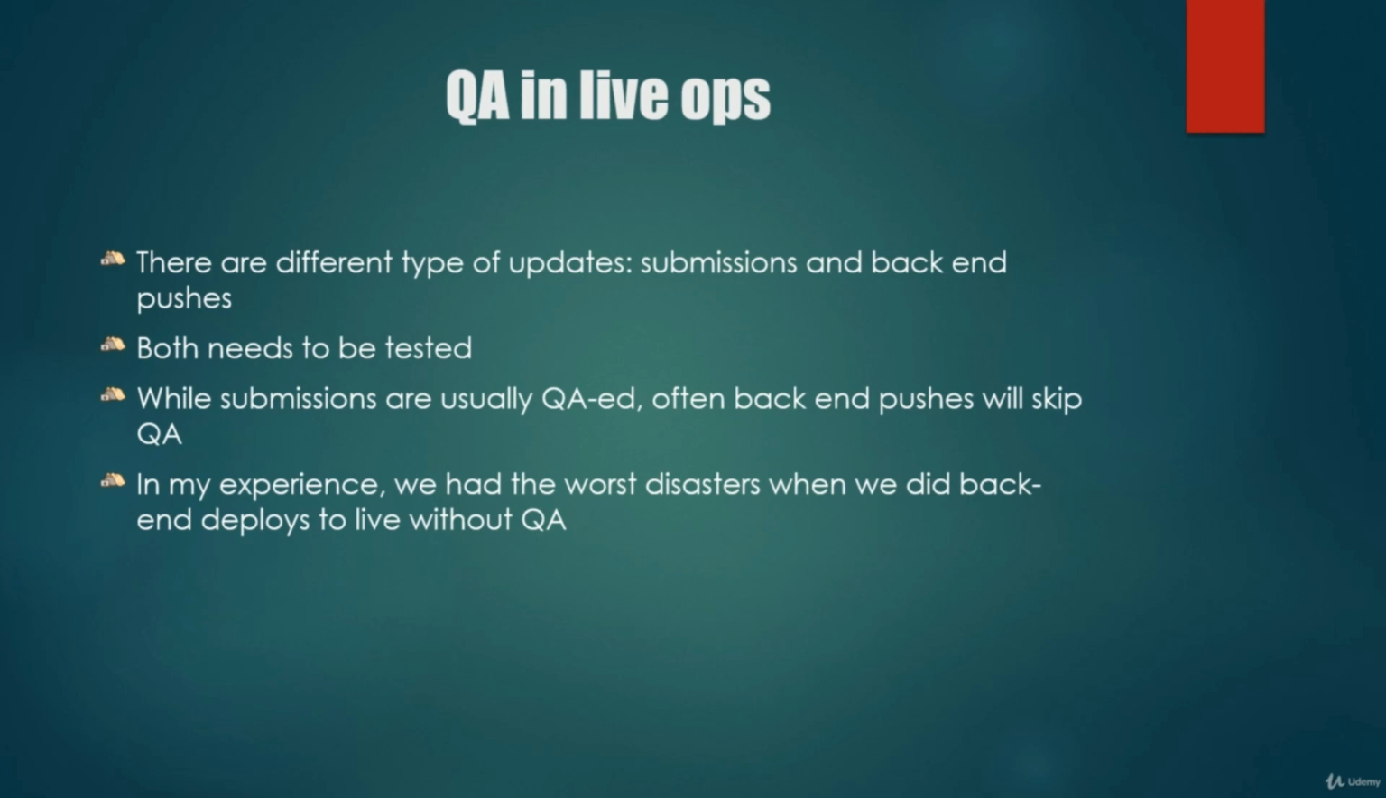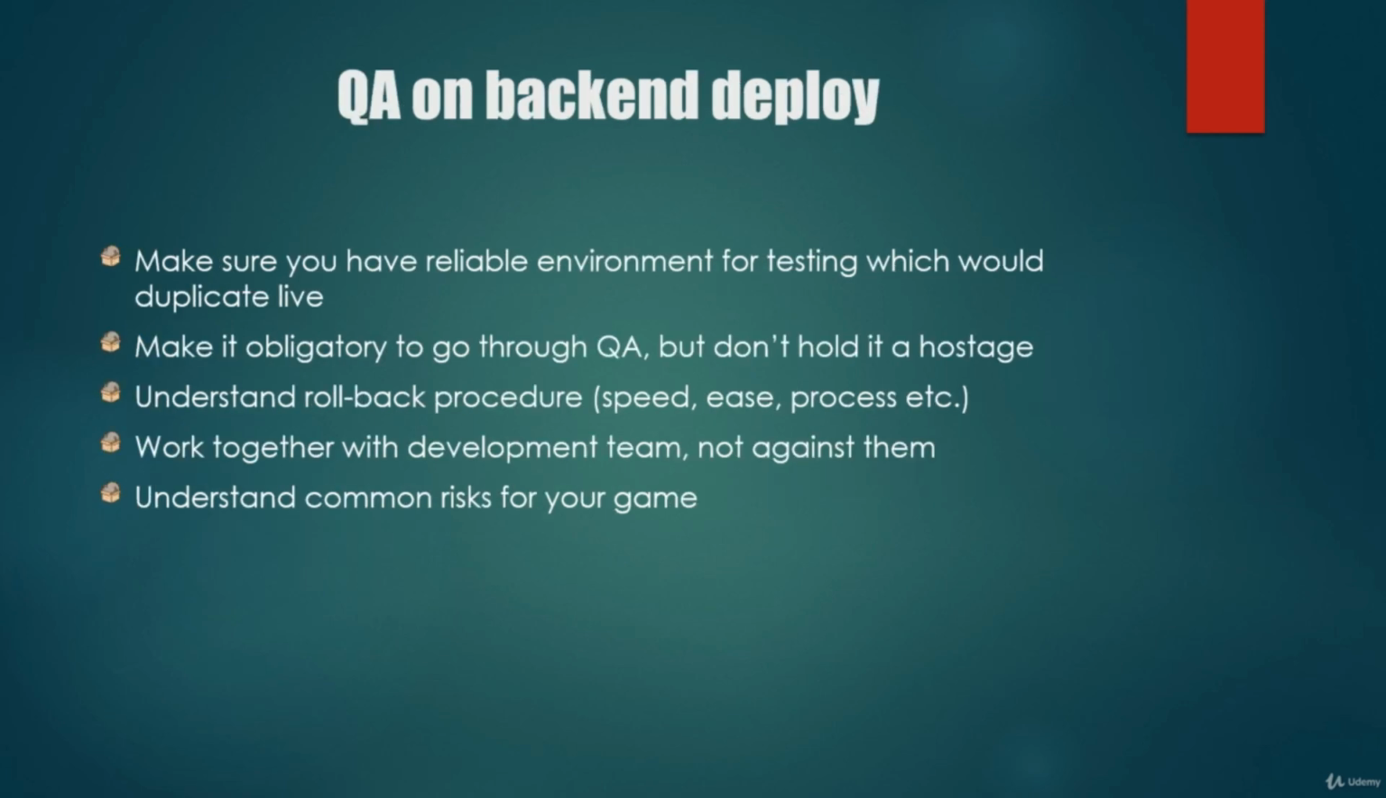In my personal experience, I worked a lot with live ops. We had the worst disasters when we did the backend deploys and we didn't do even limited QA. I can tell you we had some serious problems. Okay, so we know now this is the dangerous part. This is where to keep our attention on. So how to do the QA on the backend deploy?